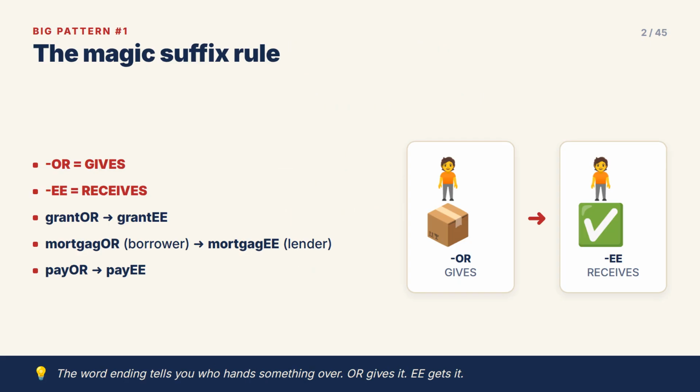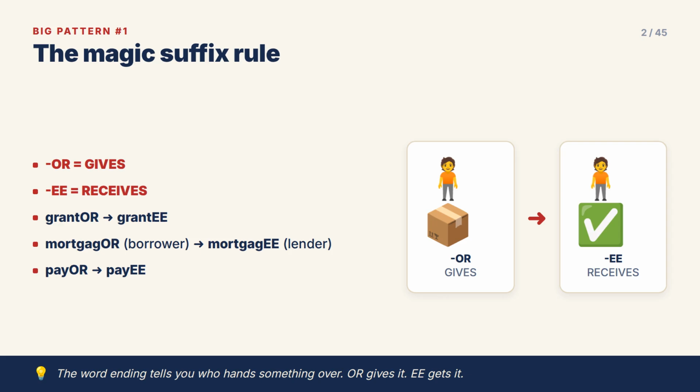When a word ends in OR, that person is giving something. When it ends in EE, that person is receiving it. The grantor gives the deed. The grantee receives it. The mortgagor, that's the borrower, gives the mortgage as security. The mortgagee, the lender, receives it. The payor makes the payments. The payee, the lender, receives them.